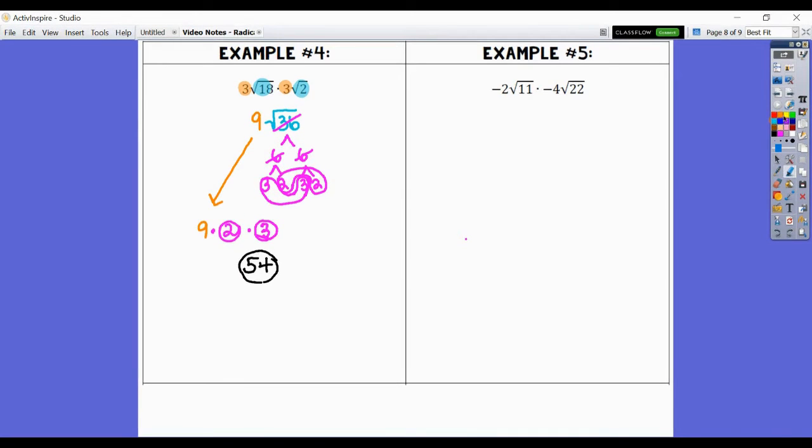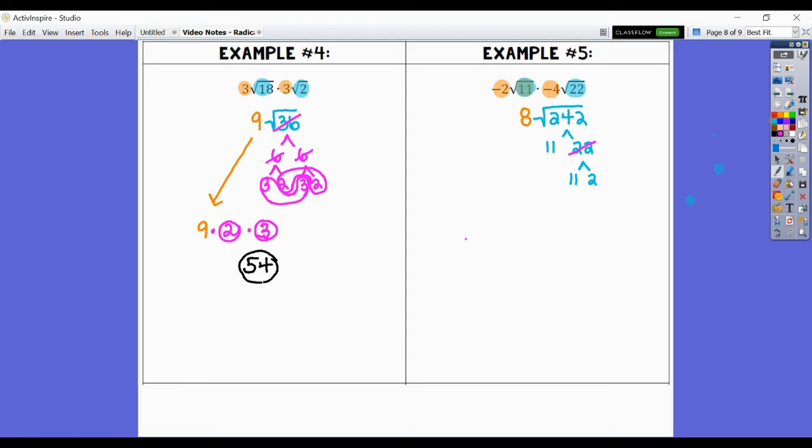In the next example, number 5, we again multiply the outside numbers. -2 times -4 gets us 8 outside the radical. Underneath the radical, we multiply the 11 and the 22 here. I'm going to use the right colors, so we have blue here. Multiply those two and we get 242. From here, we can break it down into the factors we know it multiplies to, which is 11 and 22, what we just multiplied to get 242. Break down 22 into 11 and 2.